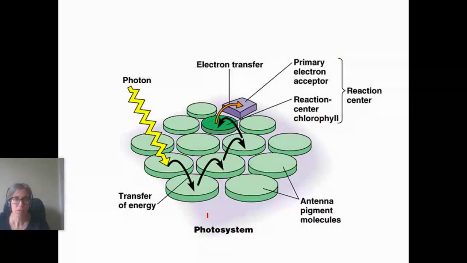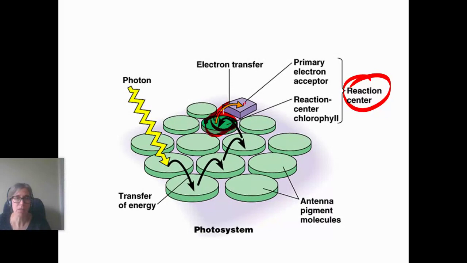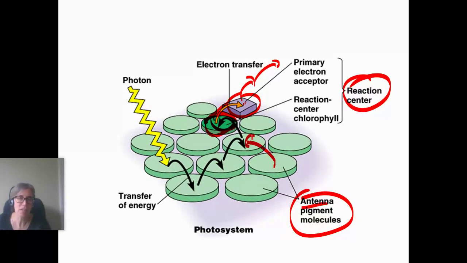So here's what a photosystem looks like. You have a photon of light that comes in, and the energy is transferred from molecule to molecule until it finally gets to this thing called a reaction center. There's a primary electron acceptor, which can take the electron, and then this is chlorophyll, which is going to give an electron from chlorophyll itself to this primary electron acceptor, who will then send the electron on to the electron transport chain. These are pigment molecules that are called the antenna pigment molecules, because they can harvest light and then send it in toward the chlorophyll, which is this one.